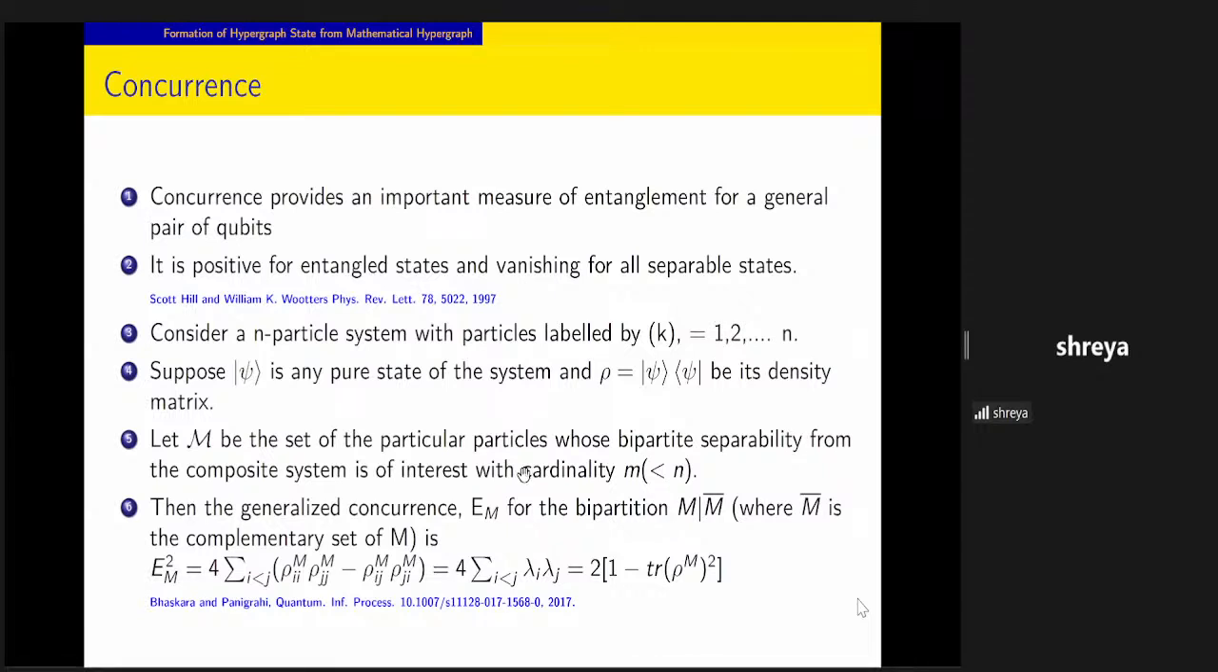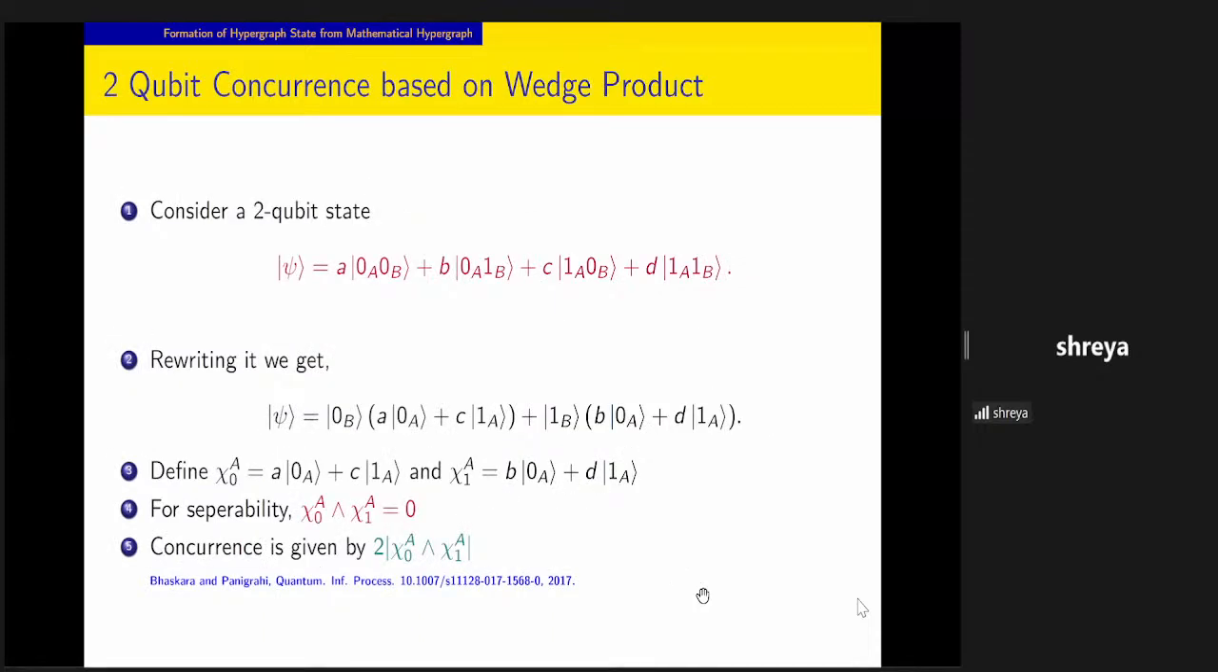Then the generalized concurrence for the bipartition m will be this. This was developed by Bhaskara and Panigrahi in their 2017 paper. And this can also be written as an area, based on the wedge product. The concurrence can be described as an area too.